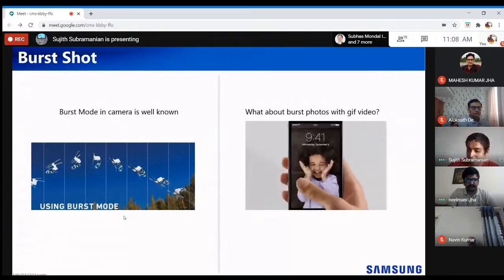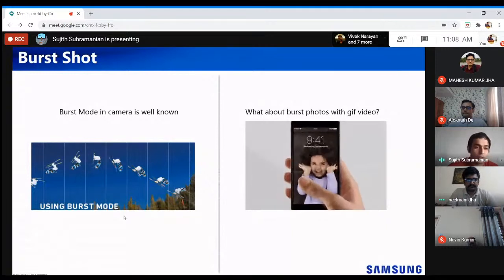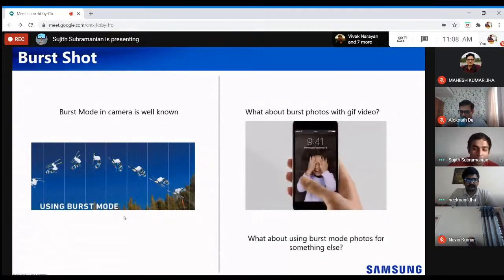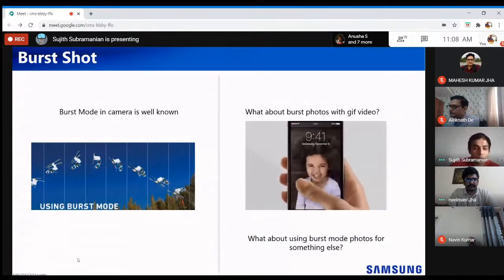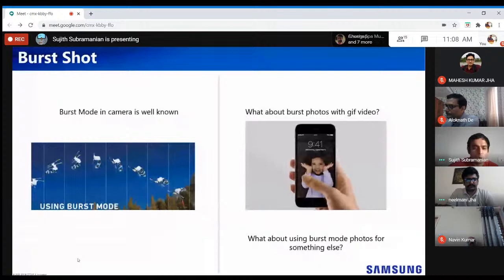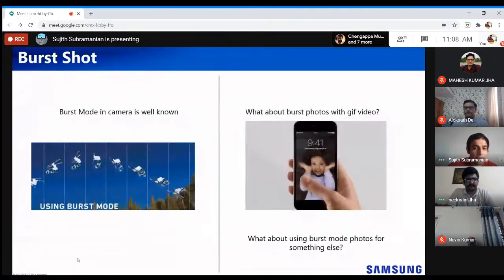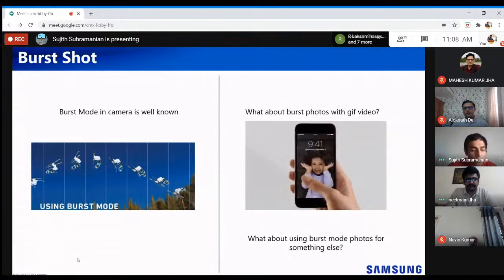Now, as with the previous examples, we are not leaving it here. We are giving you a little more to think on. What can be used from the burst mode to do something else completely? Here we have seen the example of GIF. Can we do something else? We have so many photos which are taken in a short span of time. What else can be done? This is for you to think.